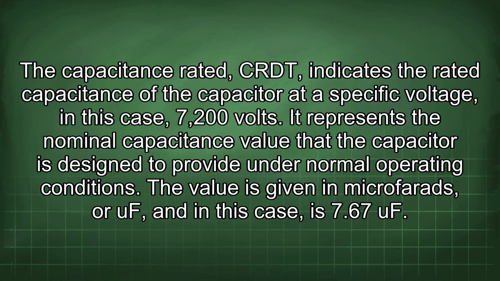Capacitance rated, CRDT, indicates the rated capacitance of the capacitor at a specific voltage, in this case 7200 volts. It represents the nominal capacitance value that the capacitor is designed to provide under normal operating conditions. The value is given in microfarads, or UF, and in this case is 7.67 UF.